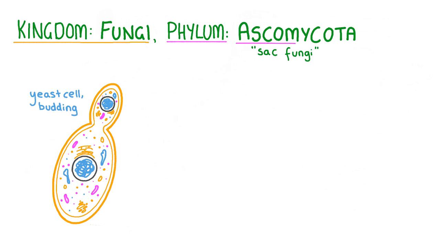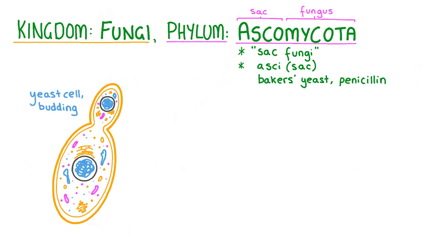Fungi in the phylum Ascomycota are commonly called sac fungi. The species within Ascomycota that make spores produce them in sacs called asci, or a singular ascus. These asci are where Ascomycota get their name. Members of this phylum include baker's and brewer's yeast, some edible fungi like morels and truffles, and even the fungi from which the antibiotic penicillin is derived, more commonly known as penicillium.